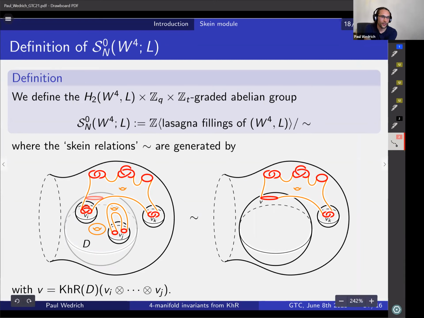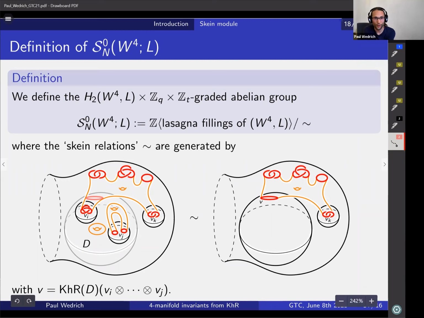Okay, and then a few comments. This thing will have three types of gradings. On one hand, there will still be a Q grading. There will still be a homological grading. And now there will also be a grading by the integral second relative homology of the four-manifold rel the link, because every lasagna filling represents such a homology class, and the relations that we impose here are homogeneous with respect to that. Maybe I should say, this uses an oriented version of Khovanov-Rozansky homology.